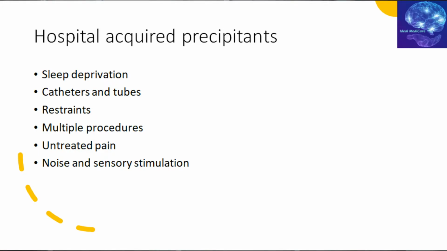Regarding hospital-acquired precipitants, as I said, a good number of patients who are admitted to the hospital develop delirium very quickly because there is sleep deprivation. It's an alien environment for them. They do have catheters or tubes. They may need restraints if there are multiple procedures being done on them. It could be an IV line, central line, or whatever. It could be an untreated pain condition, which is not letting them sleep. It could be noise and sensory stimulation, which is affecting their sleep time.